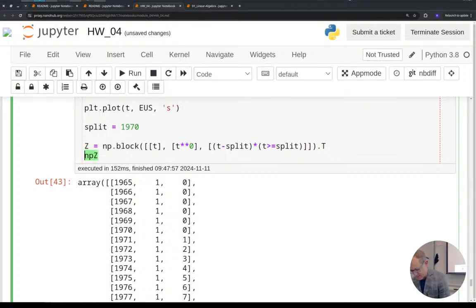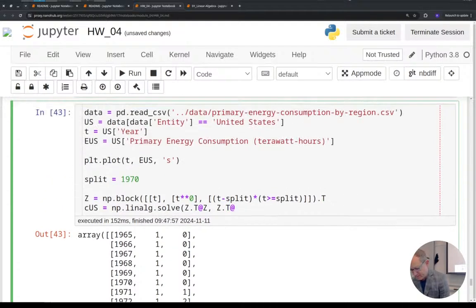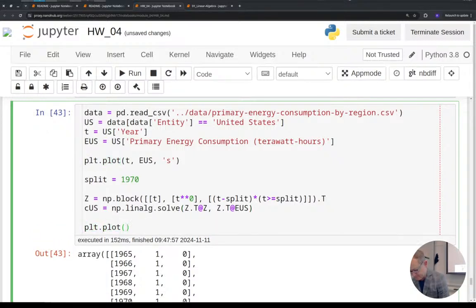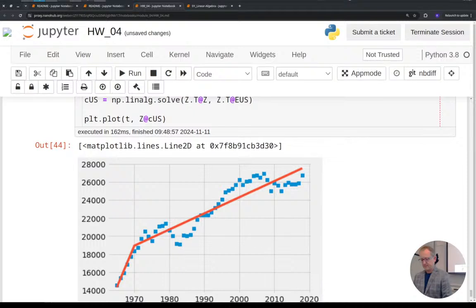Because I can say, and then EUS. Now, in order to evaluate it, since I already split the function into Z and the coefficients, if I want to look at what the line looks like, I can take that Z and multiply by the least squares regression solution for those coefficients. So Z at CUS.